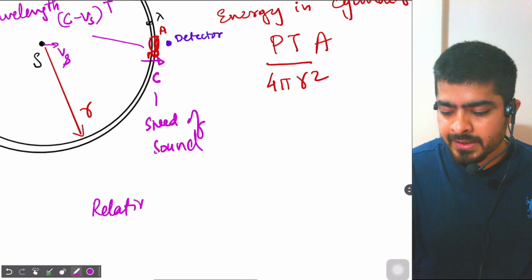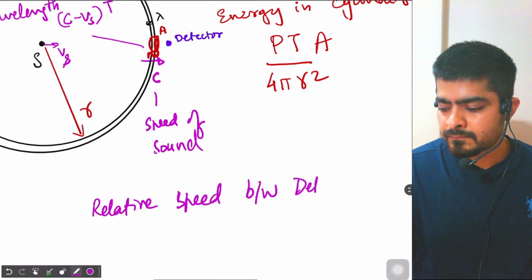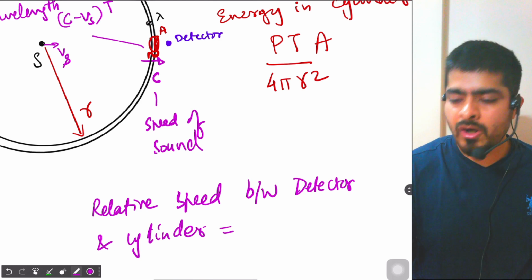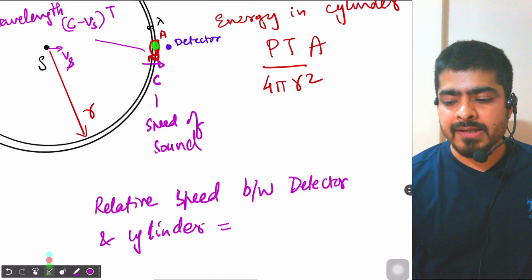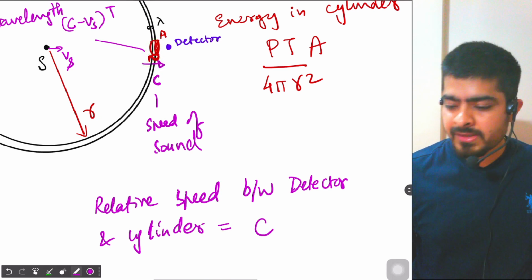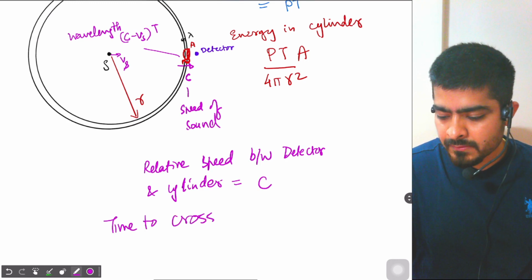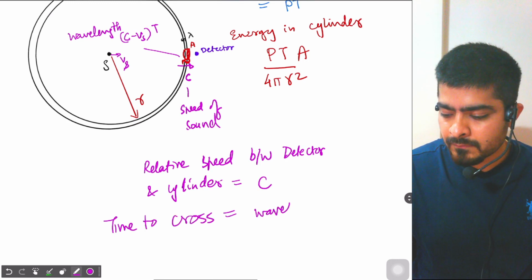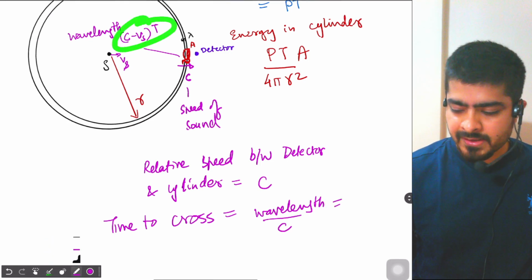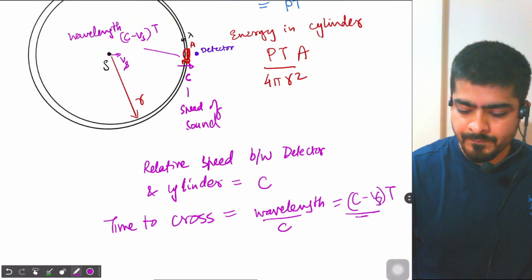Relative speed between detector and cylinder will be how much? The cylinder has a speed c, but detector is at rest, so relative speed is equal to c only. So time to cross will be wavelength divided by relative speed c. Now wavelength is equal to C minus Vs into t. So c minus Vs times t divided by c.